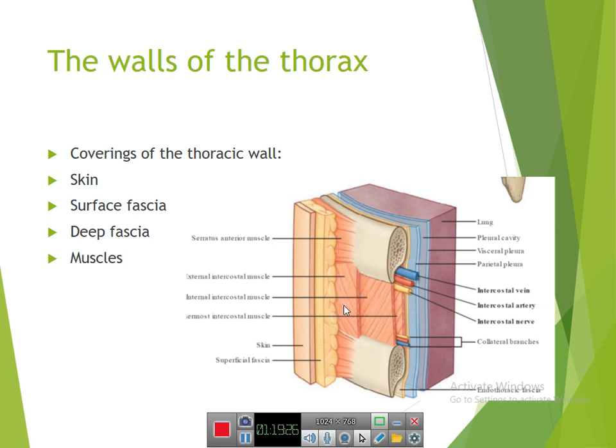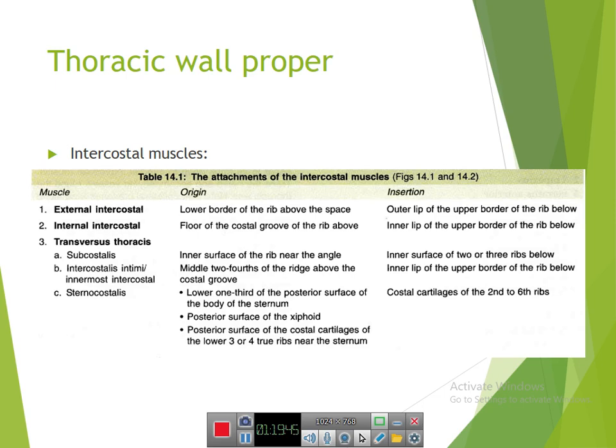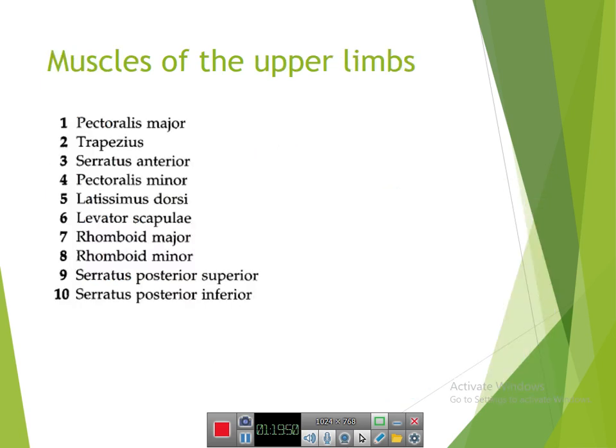The extrinsic muscles covering the thorax can be categorized as the blue: the muscles of the upper limb, the muscles of the abdomen, and the thoracic wall proper muscles. So we have three muscles related to the thoracic wall. Number one is muscles of the upper limb.